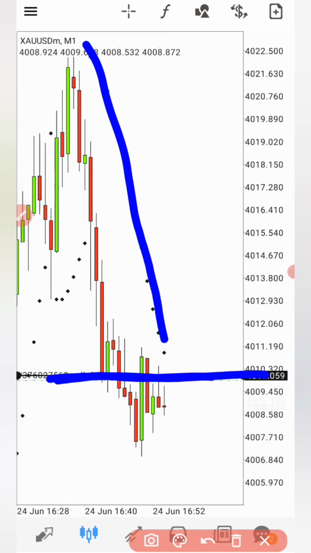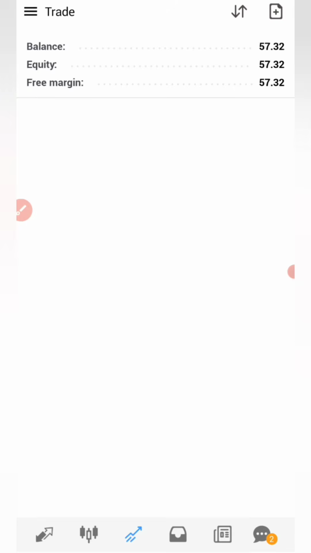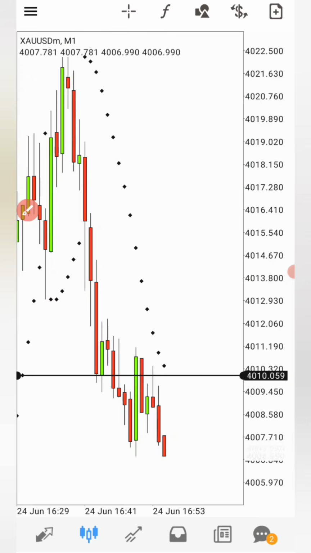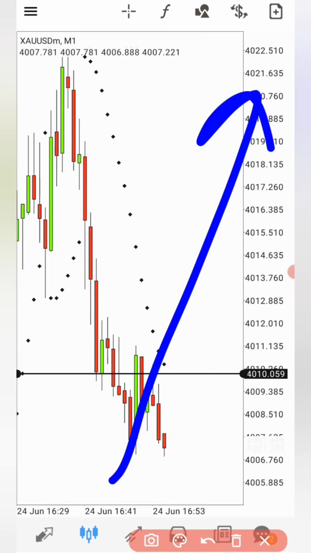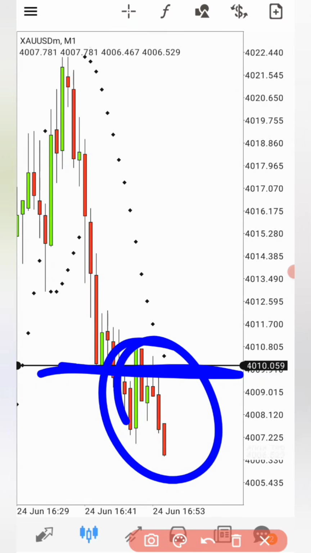And also as the parabolic SAR dots are coming, this may push gold to go even down. Right here, look, we are in deep profit, $29, taking our account to over $57 in less than 5 trades right now, which shows that gold is moving nicely. Look how gold is even continuing to go down right now because of this level.